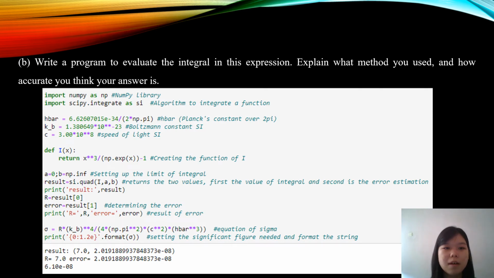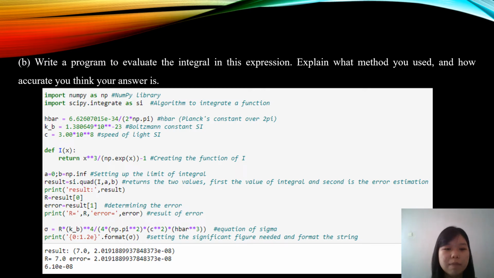For part B, write a program to evaluate the integral in this expression. Explain what method you use and how accurate you think your answer is. First and foremost, import numpy as np and import scipy.integrate as si. Next, we need to state all the constants we need to evaluate the value of the Stefan-Boltzmann constant.